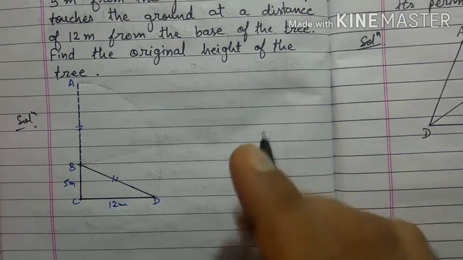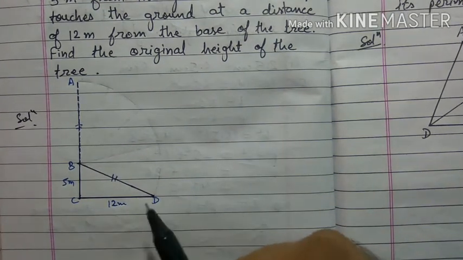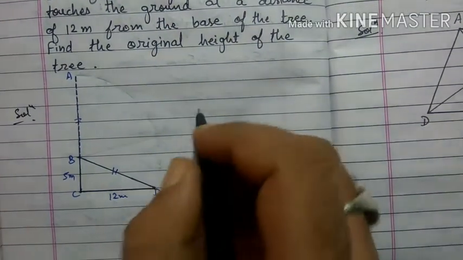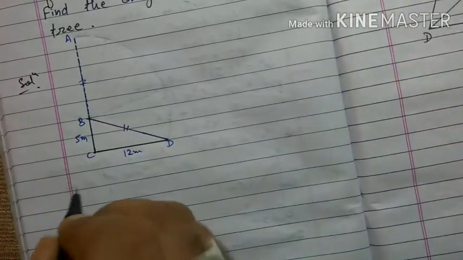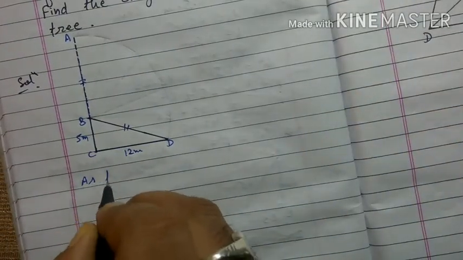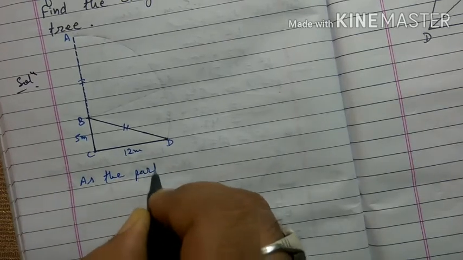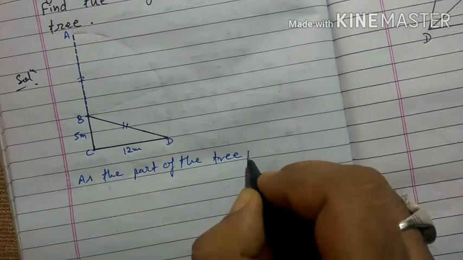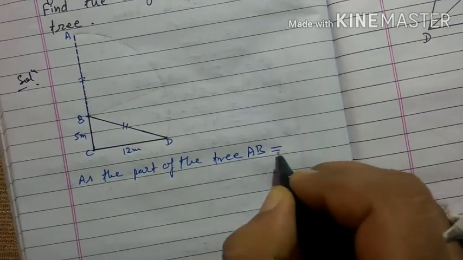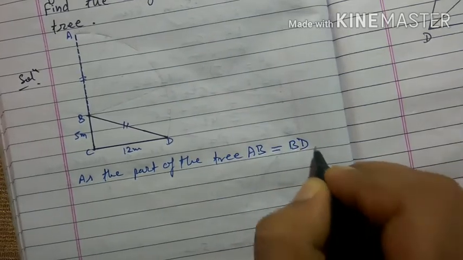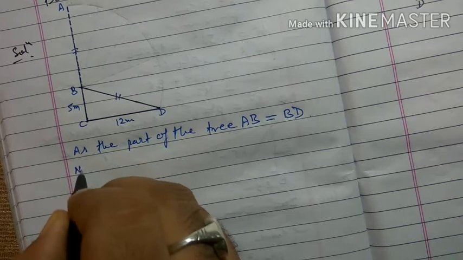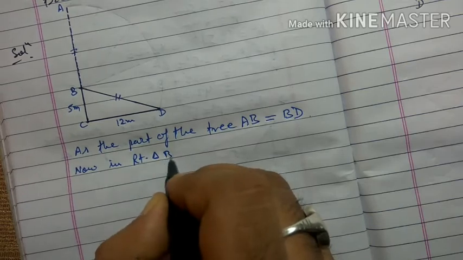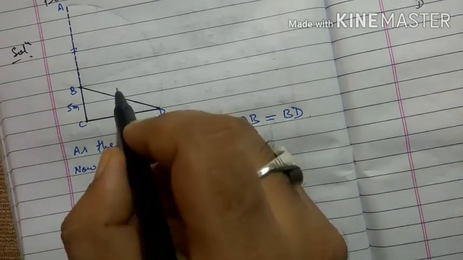Now what to find? We have to find the original height of the tree. That means we have to find AC. Okay, so we have to start from here. As the part of the tree AB is equal to BD. Okay, now in right triangle BCD, this is the hypotenuse.